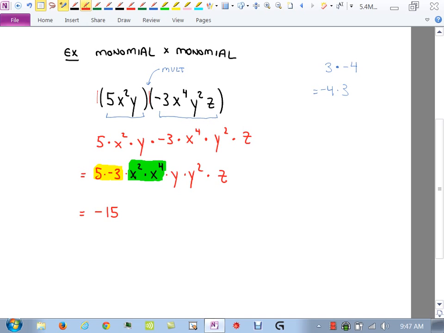And then I can put x squared and x to the fourth together. What does that become? X to the 6th. So that property we just said, you add the two exponents together. So x to the sixth. How many y's will we have? Y to the third. And then z, just z. And that's it. You're done. So monomial times monomial is really just about rearranging things and then multiplying things together.